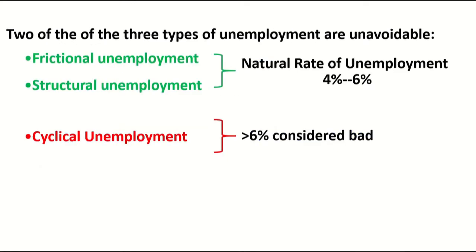So what does this create? Well, now we have two types of unemployment that we accept. And we call this our natural rate of unemployment, right? We call this our natural rate of unemployment, these two. And that's anywhere between 4 and 6%. We say if we have an unemployment rate between 4 and 6%, that's normal. That's a normal rate or an acceptable rate of unemployment. Anything greater than 6%, we attribute to cyclical unemployment. We attribute that to a downturn in the economy.